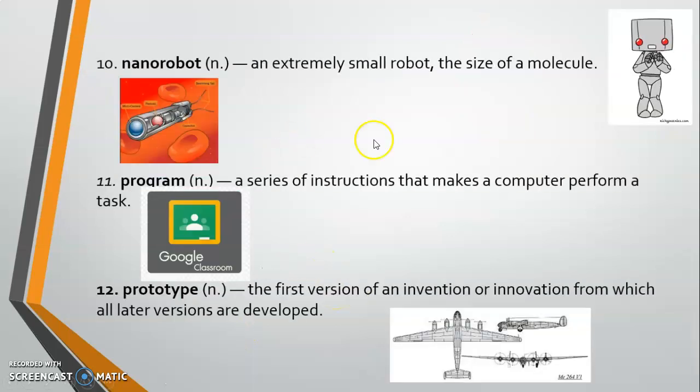Okay, now let's continue. Number 10. Nanorobot is a noun as well. An extremely small robot the size of a molecule. For example, you can say here, the team is developing nanorobots to unblock clogged arteries. El equipo está desarrollando nanobots para destapar arterias.